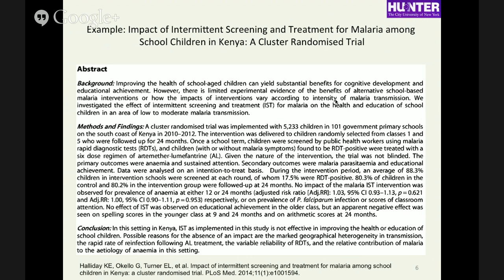Now, a cluster randomized trial differs from an ordinary randomized trial in that in an ordinary randomized trial, you would go and recruit individuals, and then you would assign people to the treatment group or the control group. So you would assign one person to receive the intermittent screening and treatment for malaria, and then another person not to receive it.